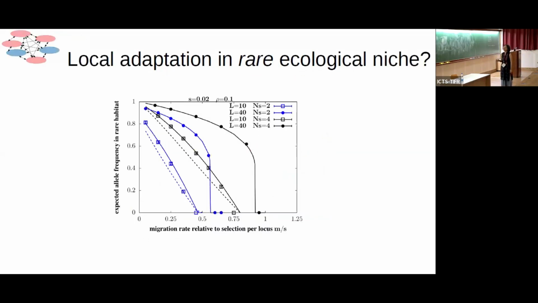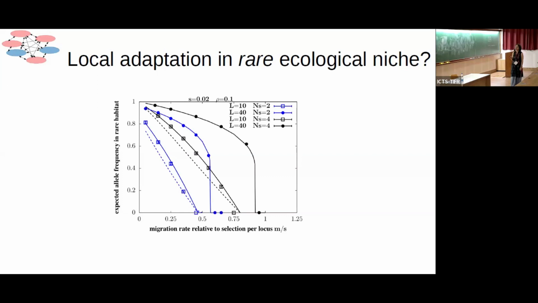Okay, and I'll spend a couple of minutes to say something about, so this was all with mainland-island. One can make similar predictions for a metapopulation where, in this case, 10% of islands have one niche and 90% of islands have another niche. The equations are a bit more complicated, but one can still make predictions here. So the different symbols are 10 versus 40 loci.